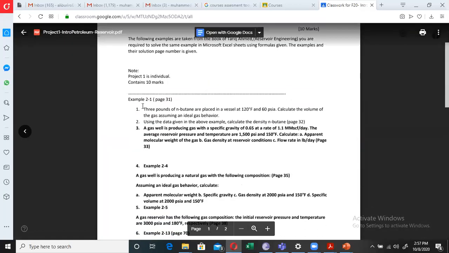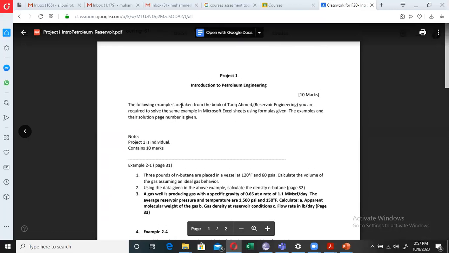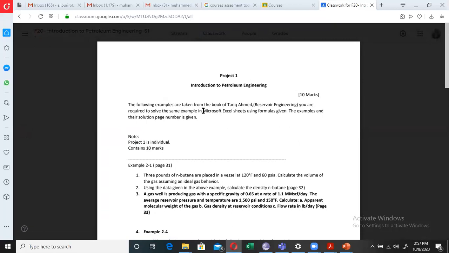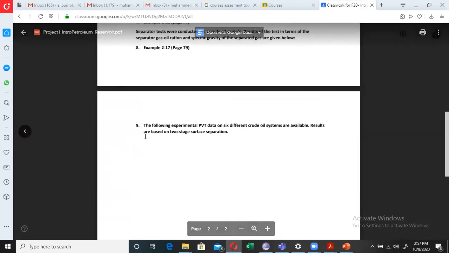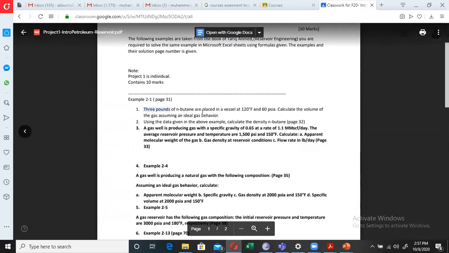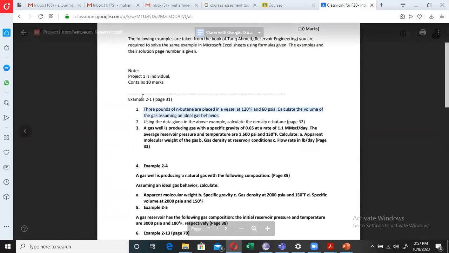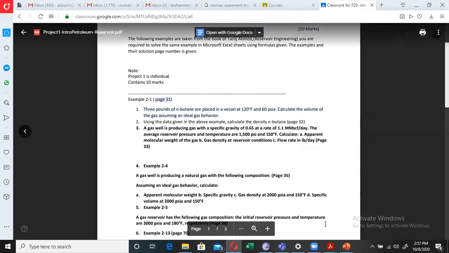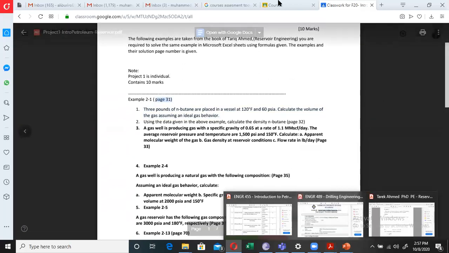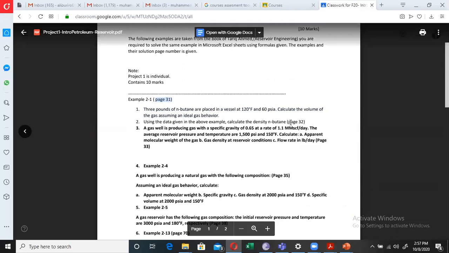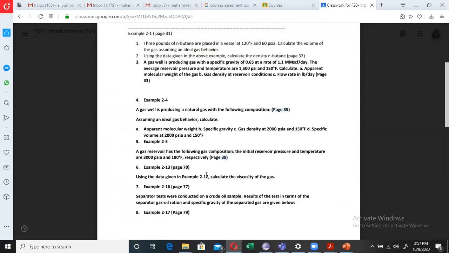So I have given, for example, the following examples taken from the book of Tariq Ahmed. You are required to solve these examples in a Microsoft Excel sheet using the formulas given. I have given like 7 or 8 questions here. For example, this question, the answer is given on page number 31, so if you go to page 31, you can get it. Likewise, this one is on page 32, this one on page 33, this one on 35, then on 38, and then 70, 77, and 79.